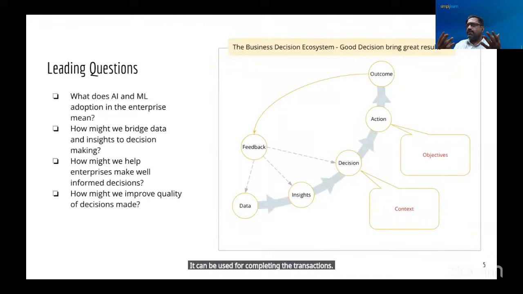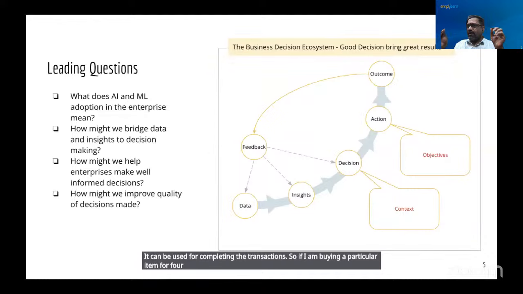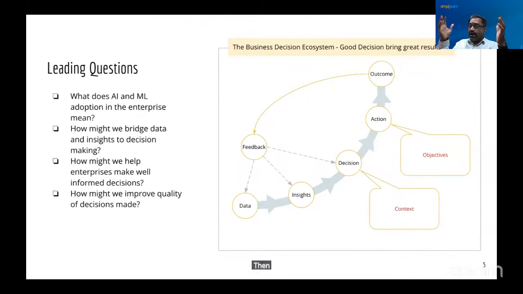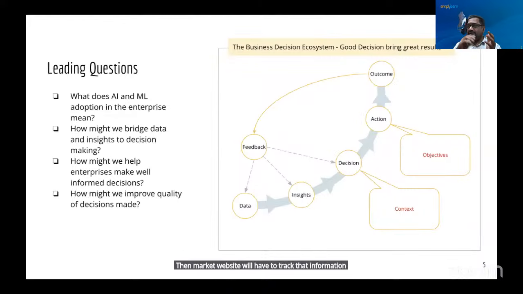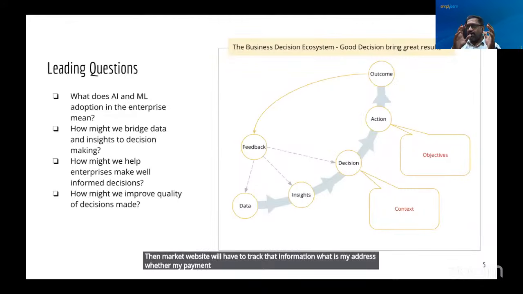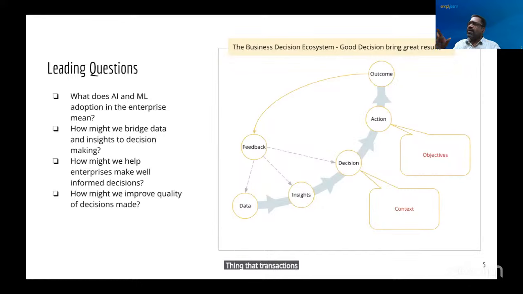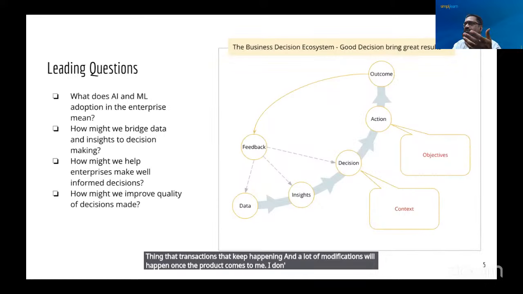So if I am buying a particular item, in some quantity, from a market website, then the website will have to track that information: what is my address, whether my payment is successful or not. Then it has to be taken for packaging, and the logistics need to be arranged. That is all the transactional thing, the transactions that keep happening. And a lot of modifications will happen. Once the product comes to me, I don't like it, I return it back.